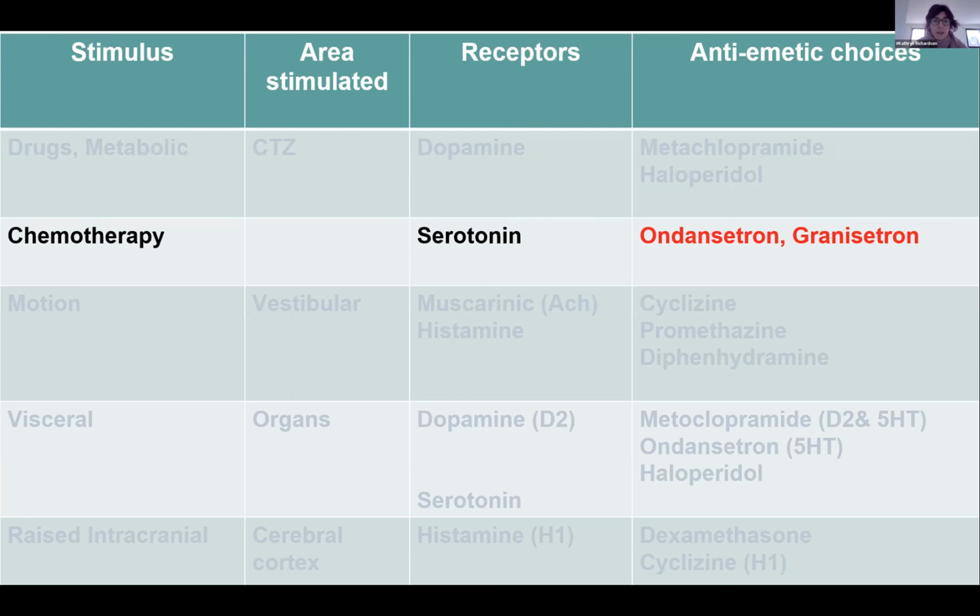So for patients on chemotherapy, it depends a little bit on the type of chemotherapy they're receiving, but often it involves serotonin pathways, and we use, if you have access to it, ondansetron or granisetron. Now, these are not always available in all settings. They can be expensive, but if you're giving chemotherapy or you have chemotherapy in your facility, then you may well have access to these medications.